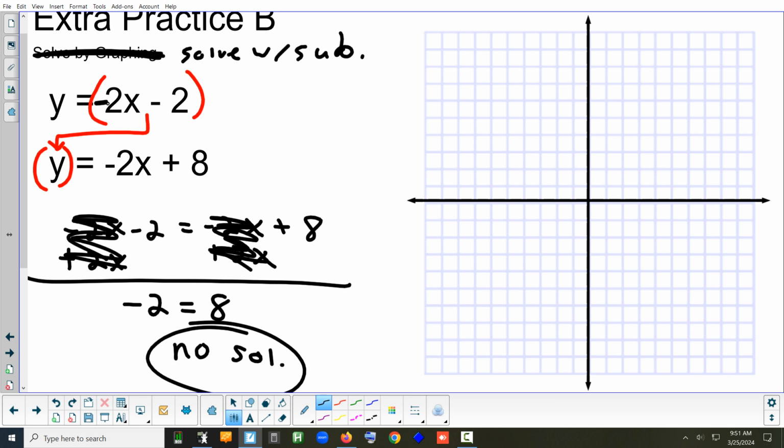That means no solution. Okay, so hopefully the graphing and the algebra start to come together a little bit, and you understand how they're connected. All right. So that's 5.4.